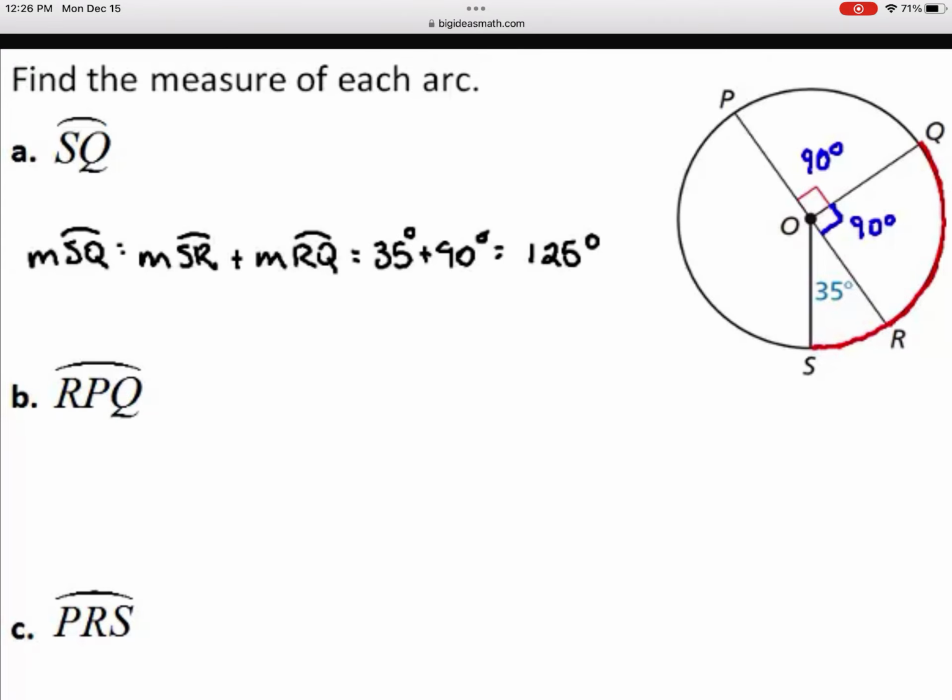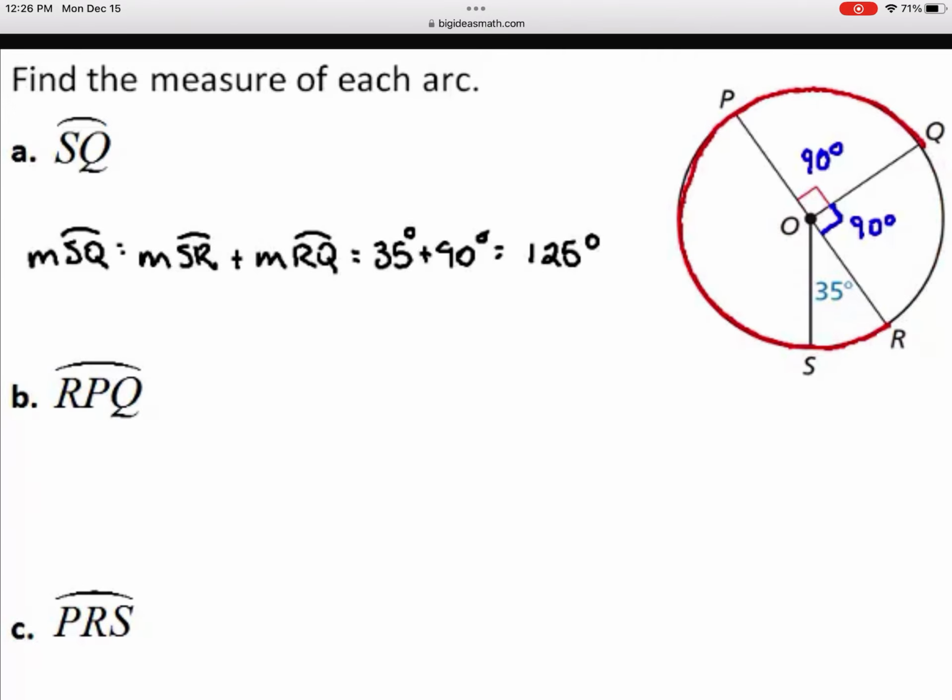So the measure of arc SQ equals the measure of arc SR plus the measure of arc RQ, which equals 35 degrees plus 90 degrees, which equals 125 degrees.